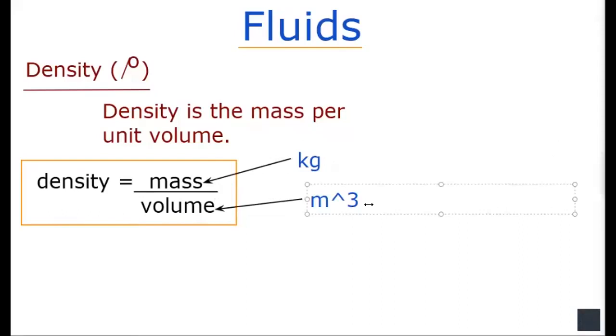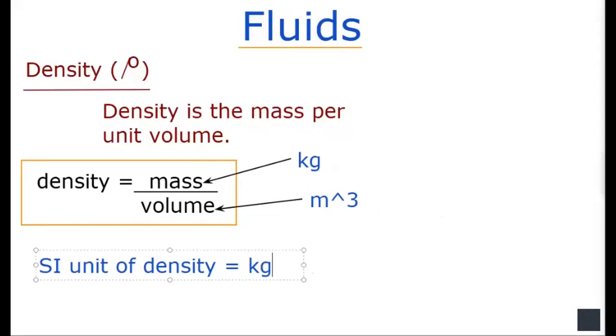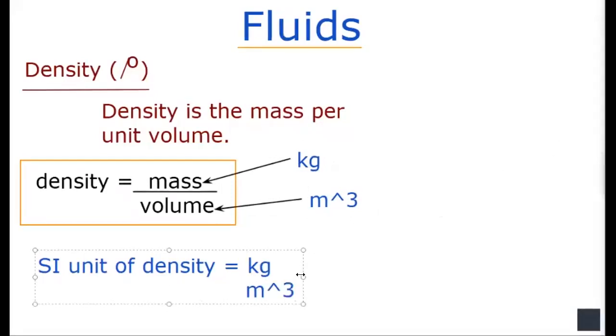Therefore, what should be the SI unit of density? Kilogram per meter cube. Very good. Kilogram divided by cubic meter. Cubic meter comes up with the minus sign. So the SI unit of density is kilogram per cubic meter. Complete this, dear. Write them all.